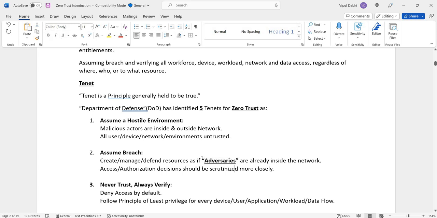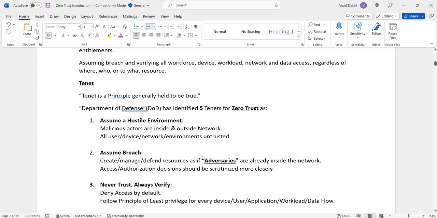Okay, and access and authorization decisions should be scrutinized more closely. So if we do this, then if a foreign entity is inside our network who is not authorized, we'll scrutinize our access policies, we'll scrutinize our authentication and authorization aspects, correct? We'll closely monitor the identities who are part of the current network. Yeah. So then the tenet that comes next is never trust, always verify.